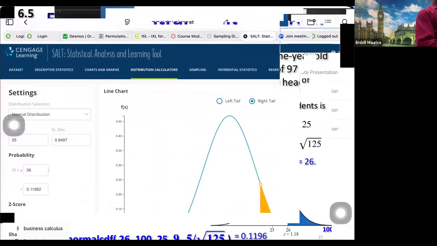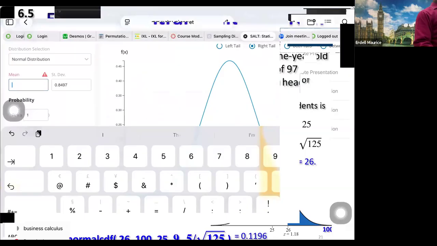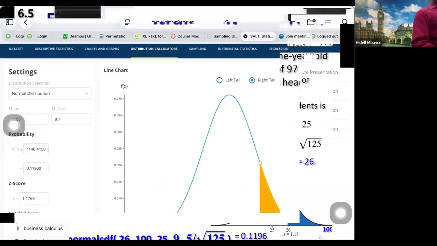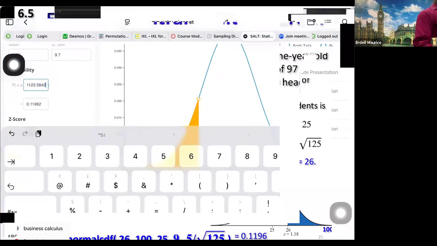So we come over here, right here in salt. I put in a mean of, what comes here for the mean? I forgot already. 1,135. What comes for the standard deviation? 9.7, not 97. Yes? 9.7. That's the main place to make the error. Is it a left tail test or a right tail test? Left tail test. And I want the probability that it is less than 1,100.